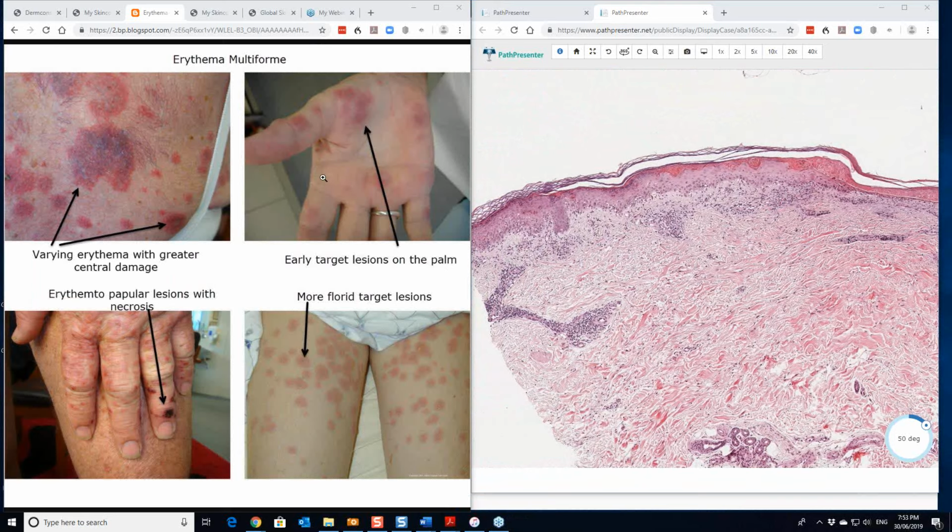These are a couple of other pictures of erythema multiforme. These are the sort of target lesions on the palms of the hands. There's one that's virtually necrotic in the back of the hands, corresponding almost to full thickness necrosis. These are target lesions on the legs as part of a drug reaction. I mean, sulfonamides will often cause this as well.